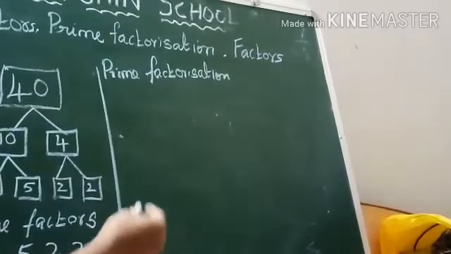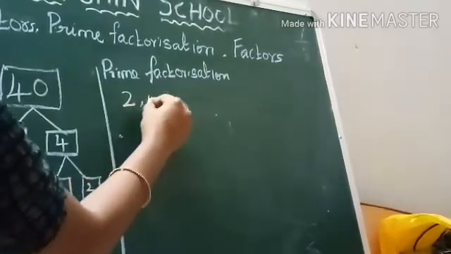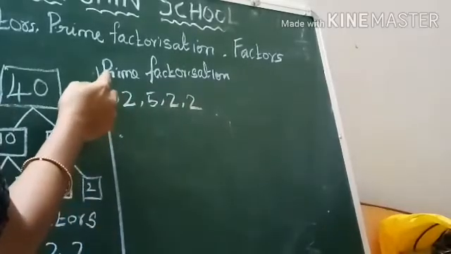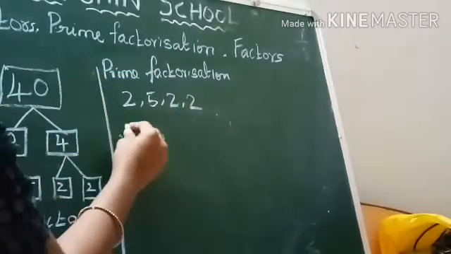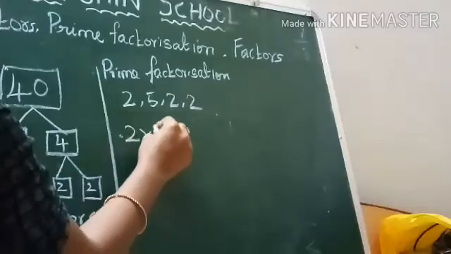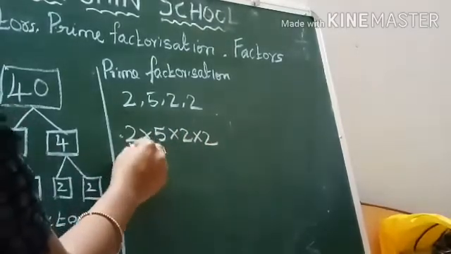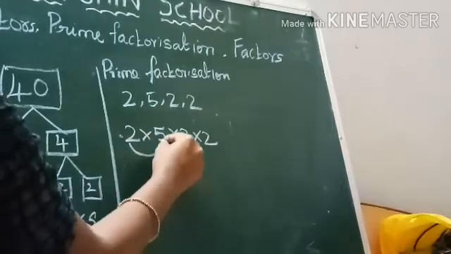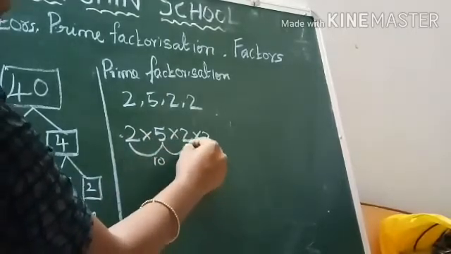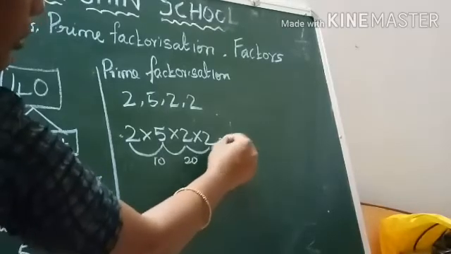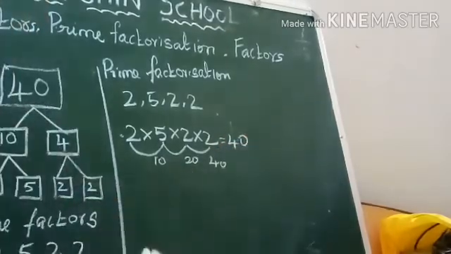What are prime factors? 2, 5, 2, 2. Right. So now we are going to find the prime factorization. It's very simple. 2 into 5 into 2 into 2. Look at this. 5 twos are 10. 10 twos are 20. 20 twos are what? 40. So now we get the answer 40.